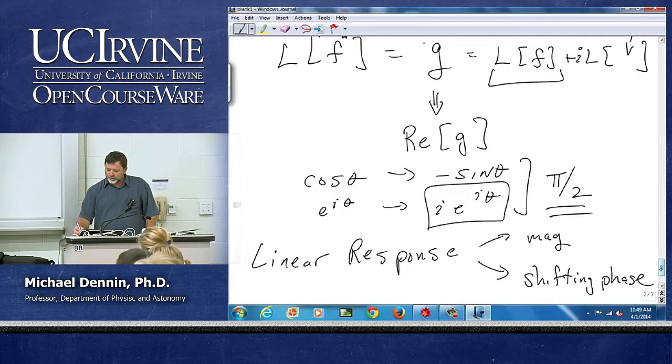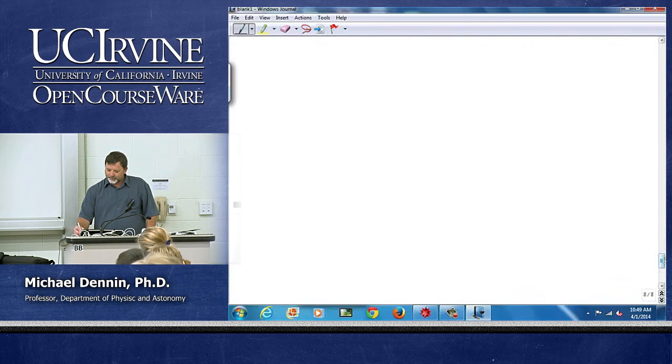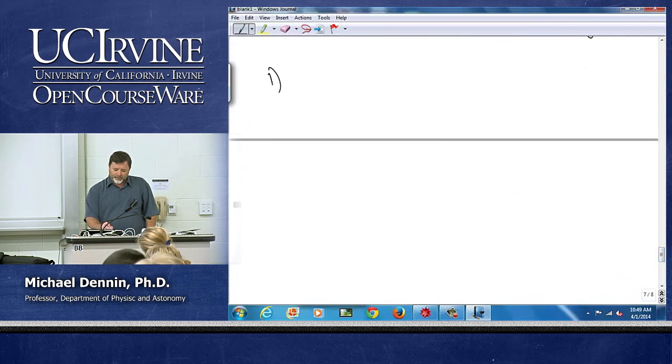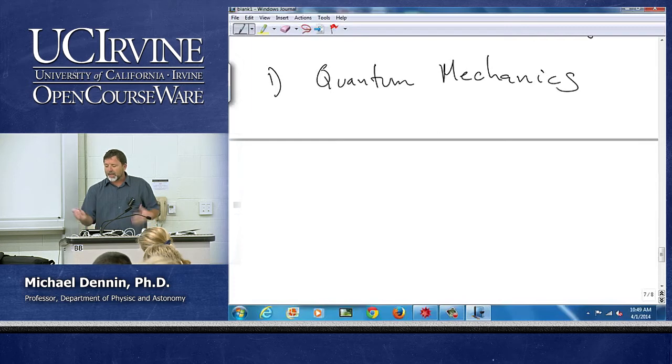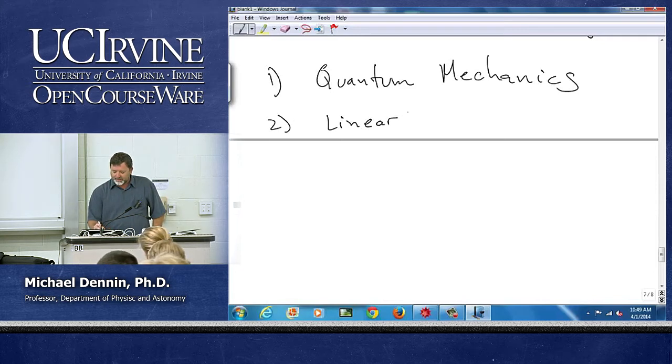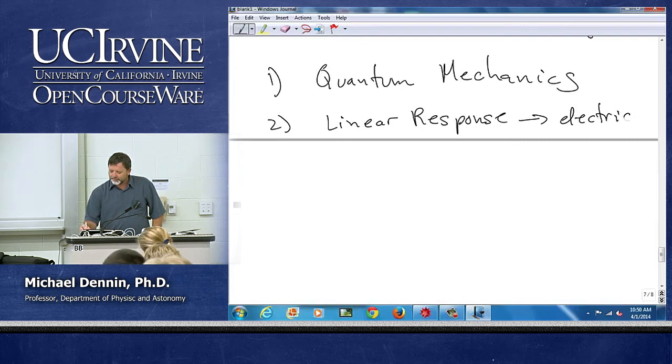And there's really two big examples. There's quantum mechanics, where the wave function truly is complex, and it's not just a mathematical trick, it's actually what you have to deal with is complex numbers. And the other big one is what I just said, linear response in classical systems, one of the most common being electrical circuits.